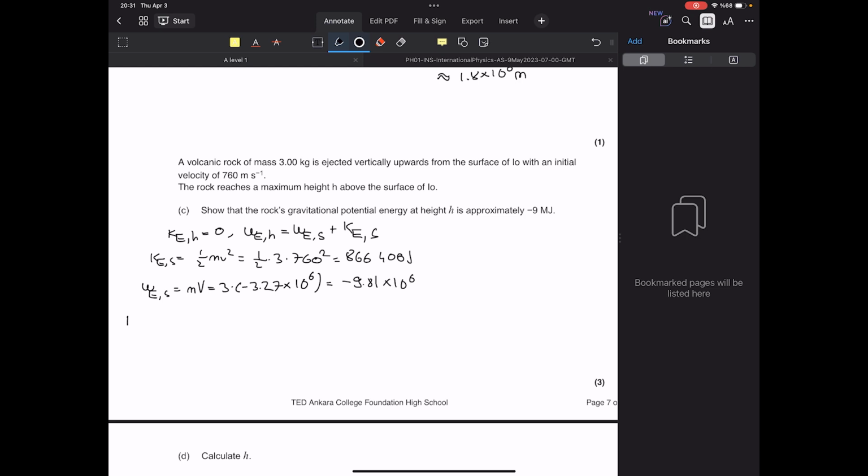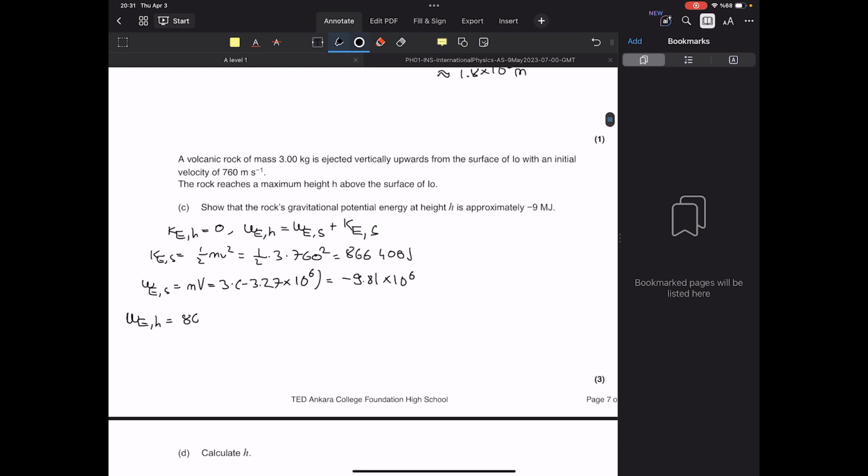So the potential energy at h will be equal to 866,400 joules minus 9.81 times 10 to the 6 joules. This will give us negative 8.9436 times 10 to the 6 joules.